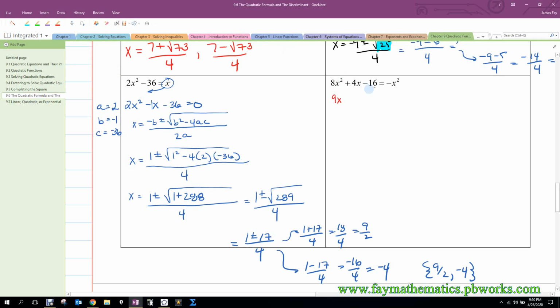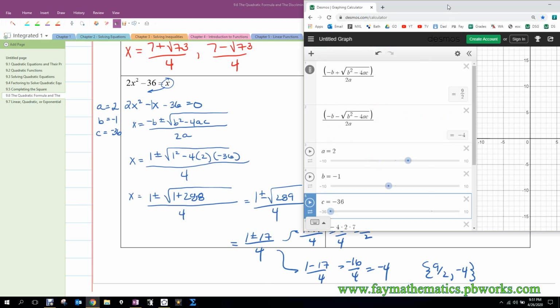This should be 9x squared when I add x squared to both sides. So 9x squared plus 4x minus 16 equals 0. So A is 9, B is 4, C is negative 16. X equals the opposite of B, so negative 4, plus or minus B squared, so 16, minus 4. A is 9, C is negative 16, all over 2A, so 2A would be 18.